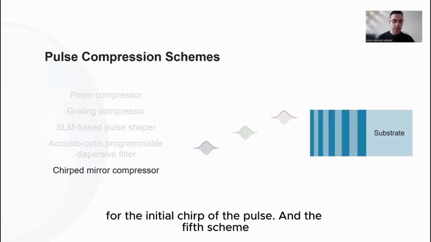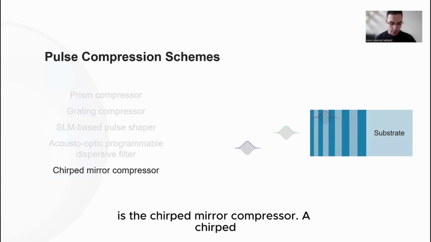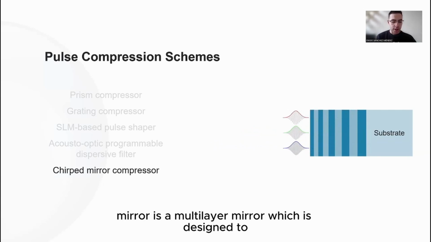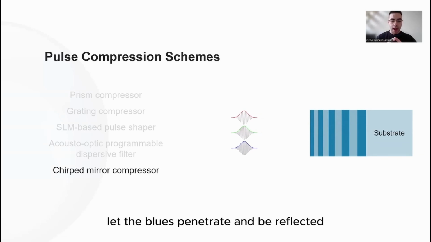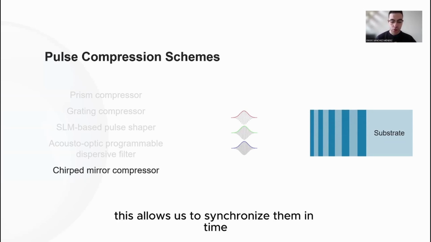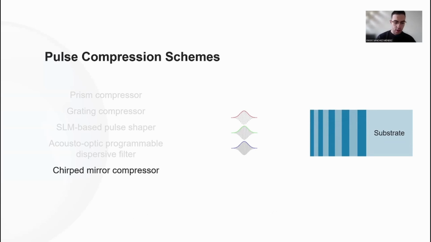And the fifth scheme is the chirp mirror compressor. A chirp mirror is a multi-layer mirror which is designed to let the blues penetrate and be reflected deeper within the mirror than the red frequencies. This allows us to synchronize them in time.